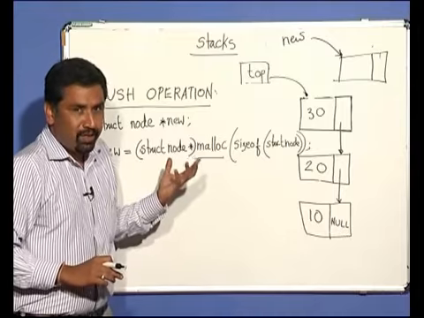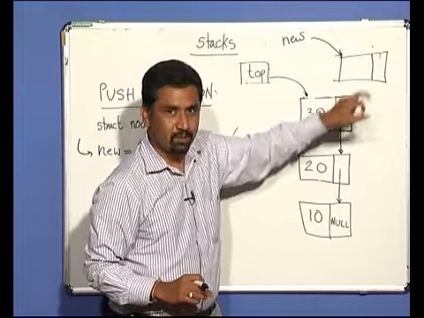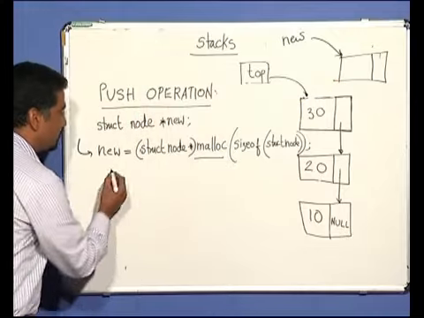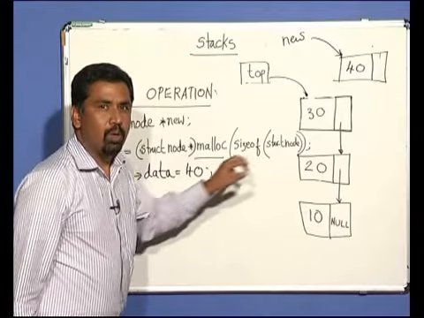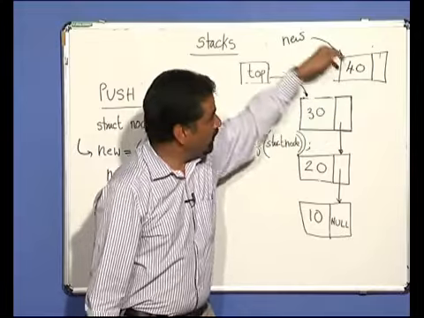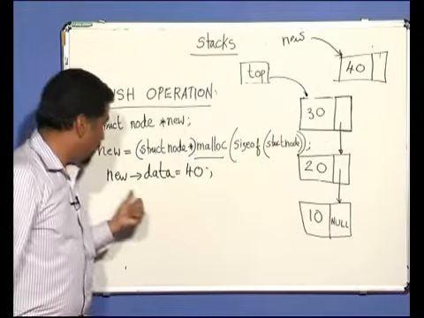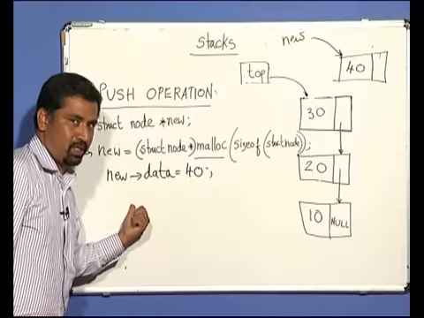What is the next thing we need to do? I want to put the value of 40 into this box here. How do we do it? Simply, this line here puts the value 40 into this box, because this is the data value pointed to by new. So new->data, the member name is data, gets the value of 40.